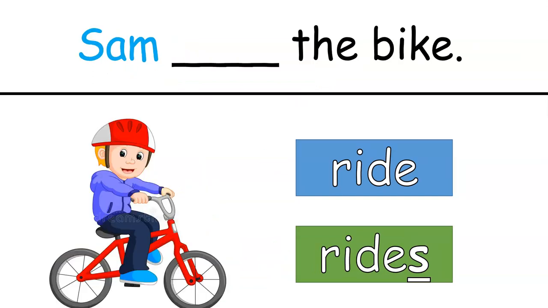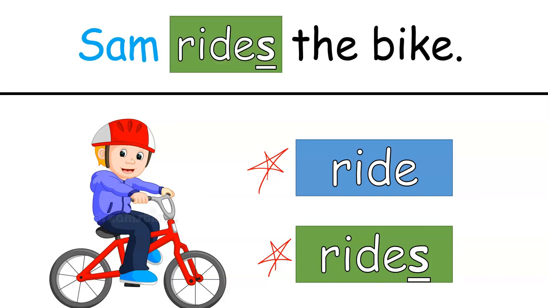Number 2, Sam blank the bike. Sam ride the bike or Sam rides the bike? Which answer is correct? The correct answer is rides. So again, Sam is singular. Sam is only one. So when it's singular, the S will go to the verb. We need to put the S at the end of ride. Sam rides the bike.